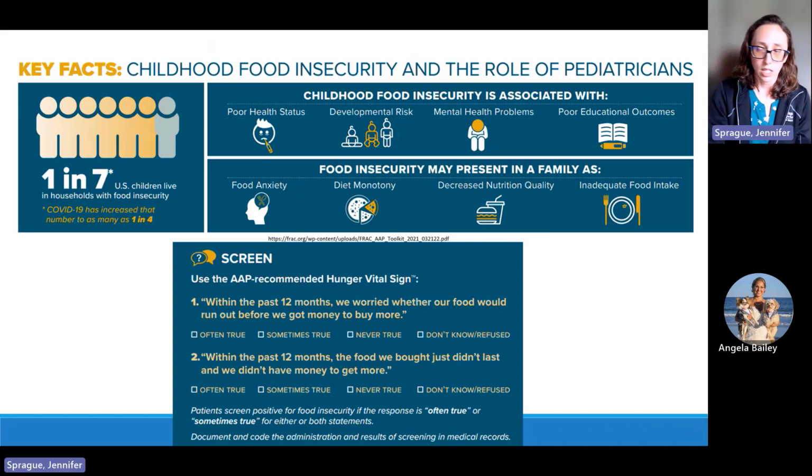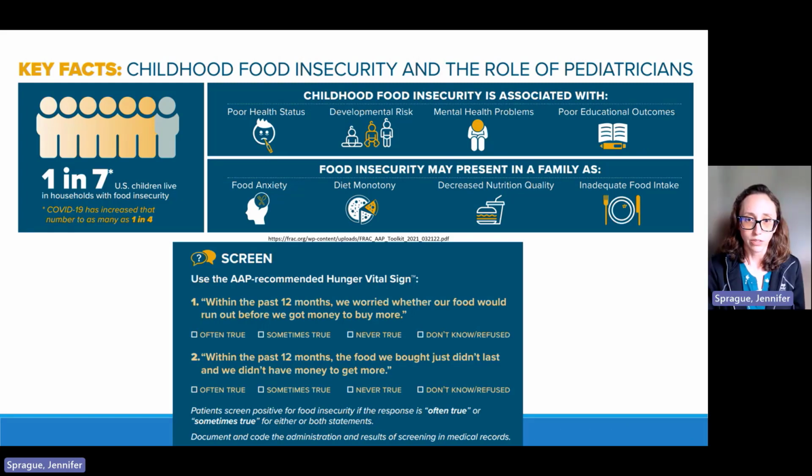So one of the things these guidelines ask us to do is to screen for food insecurity. And this is a little bit counterintuitive in some ways, because you might think food insecurity means lack of access and so lack of food, but oftentimes it means that the food is just not going to provide the nutrition, but it'll still provide the calories. So food insecurity is common. It's at least 1 in 7 children. After COVID-19, it's maybe as many as 1 in 4 children.